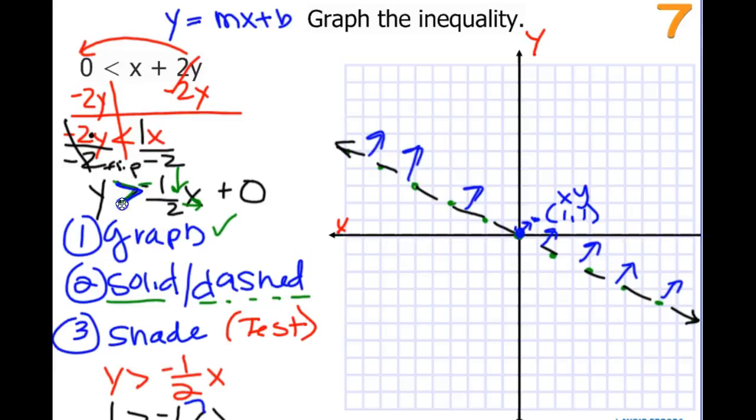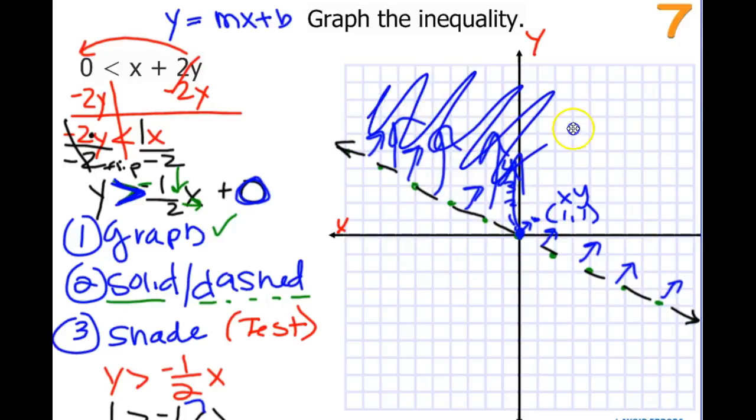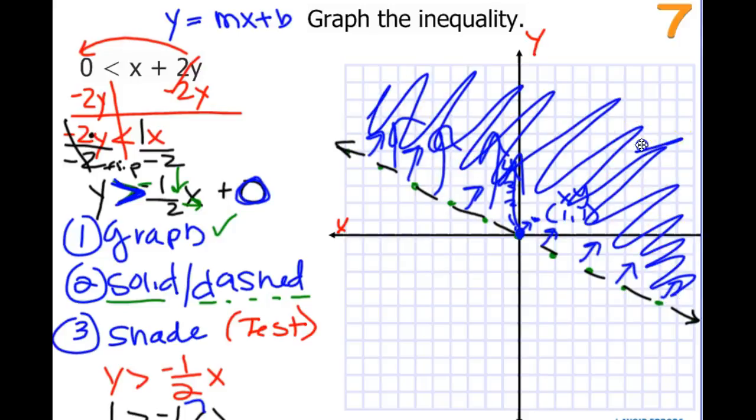Again, if you want to look at just your symbol, greater than 0 on the y-axis. Greater than 0 would be like 1, 2, 3, 4, this direction. We're shading up, shading everything in this direction. Okay? It doesn't have to be perfect, just so that you can show me which direction you shade. Please don't shade too much so that I can't tell if your line is solid or dashed, because you also get a point for showing me if it's a solid line or a dashed line.